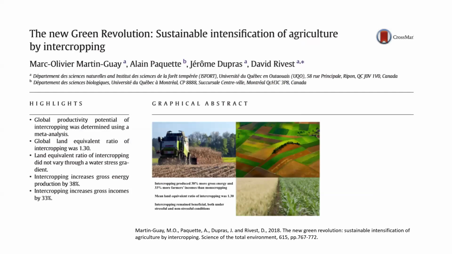Now let's turn our attention to intercropping. This review paper, The New Green Revolution, Sustainable Intensification of Agriculture by Intercropping, showed that globally, we were getting 30% more crop yield when crops were intercropped. And it reduced our energy requirements, and it increased gross income.